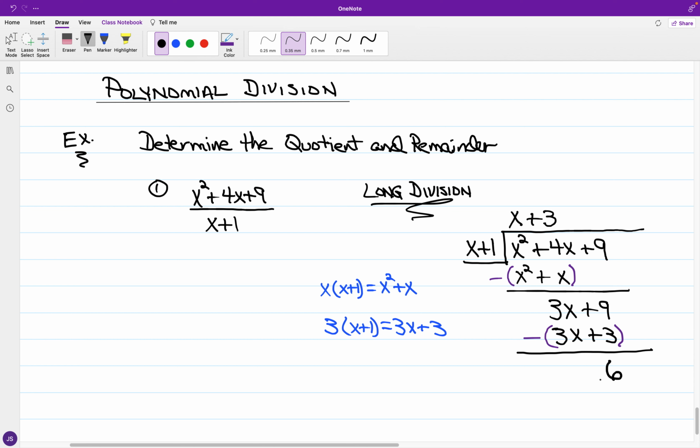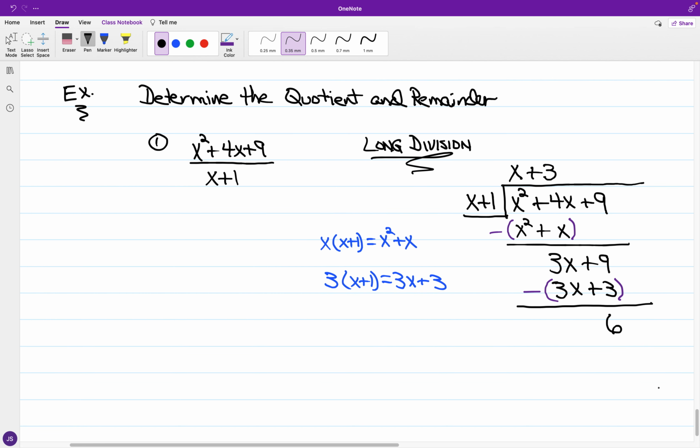So this will become 6, and this will be as far as we can go in terms of the complete process of dividing. For I could take x into x squared, x into 3x, but I cannot take x directly into 6. And so for the quotient, this will be what we have at the top. How much x plus 1 goes into the trinomial, so you have x plus 3. And the lagging number 6, that is going to be the remainder.